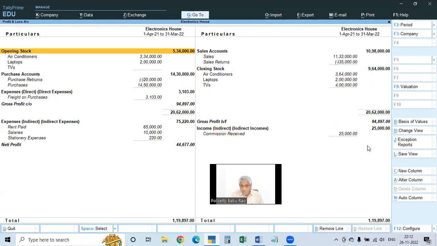If it is a loss, we have to reduce it from the capital account. So when transferred to the capital account, it will be reduced, that is, the capital account will be less. So first of all, before going to the balance sheet, we have to do this transfer. We will take that up after a few minutes.